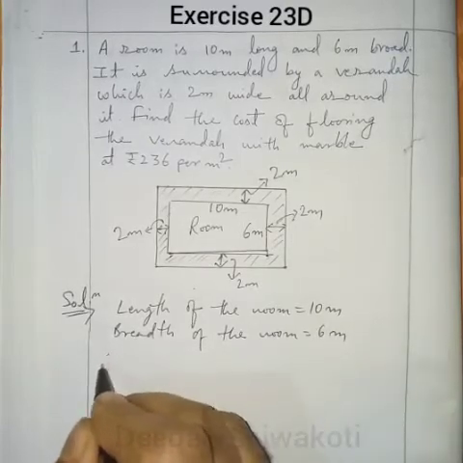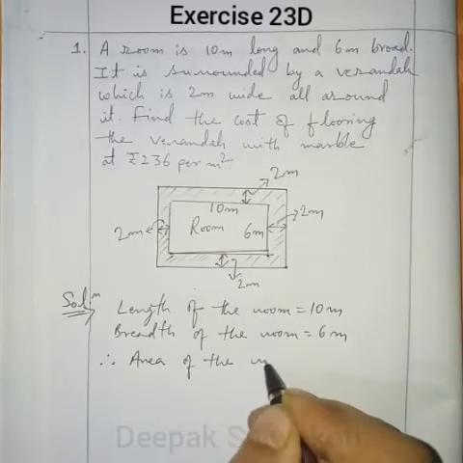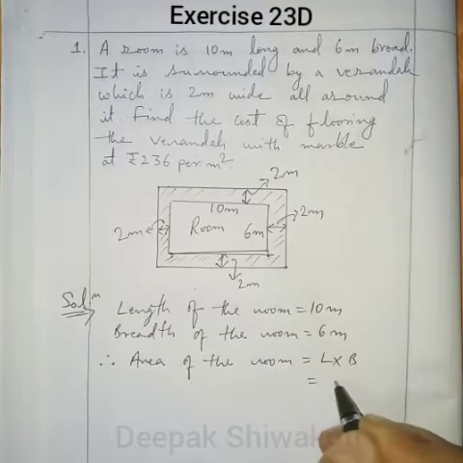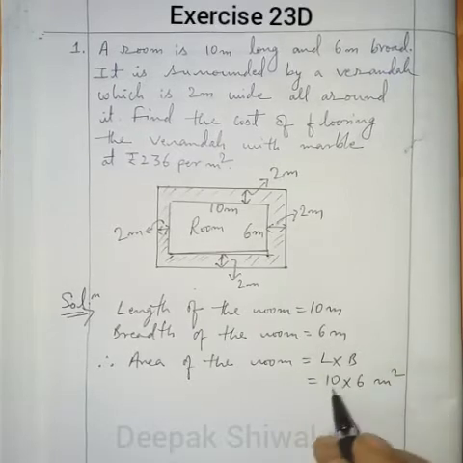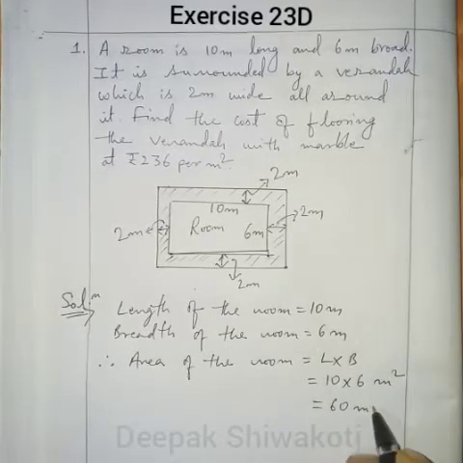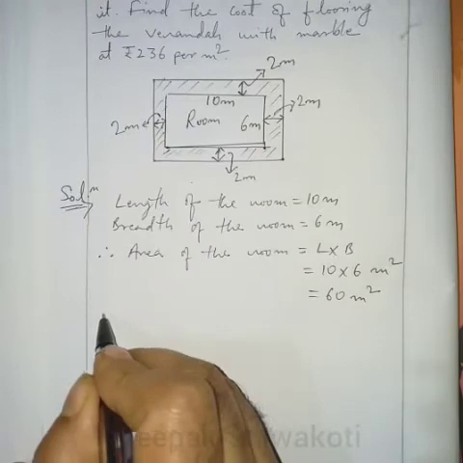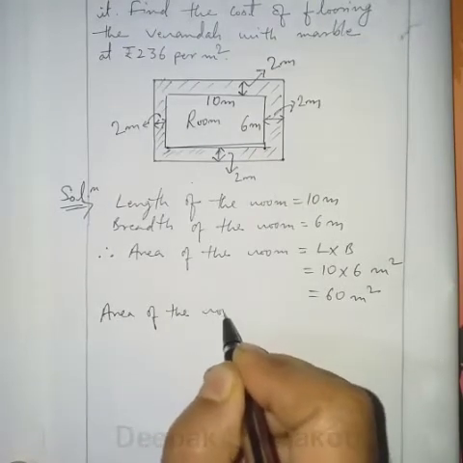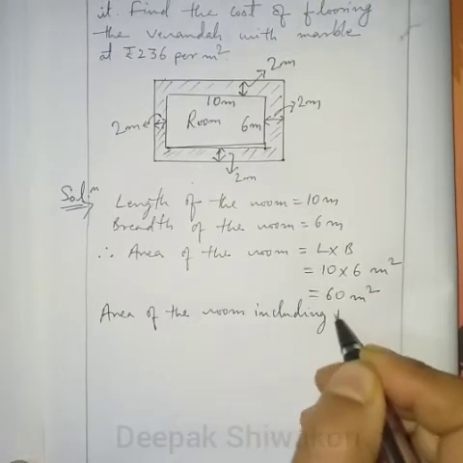So we can find the area of the room, which is equal to length into breadth, that is 10 into 6 meter square, which is equal to 60 meter square. Now we have to find the area of the room including the veranda.